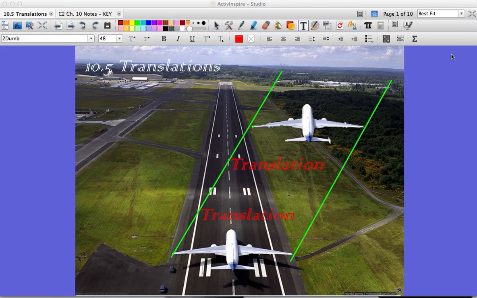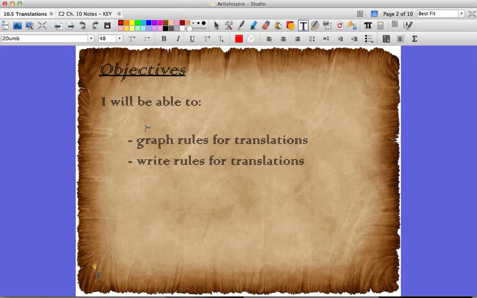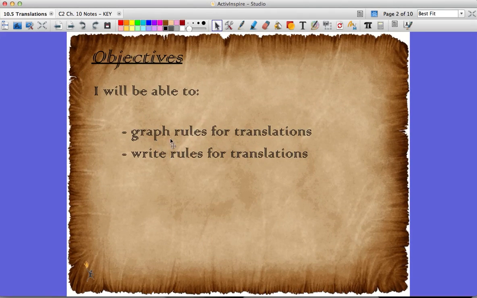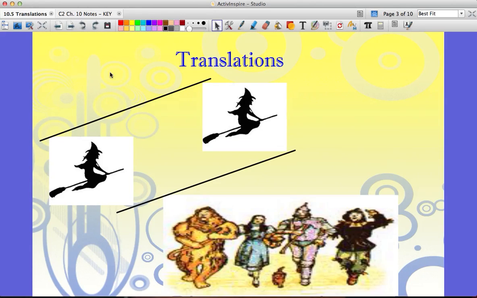Welcome to Lesson 10.5, Translations. Today we're going to talk about how to graph rules for translations and how to write rules for translations. First, we need to know what a translation is.